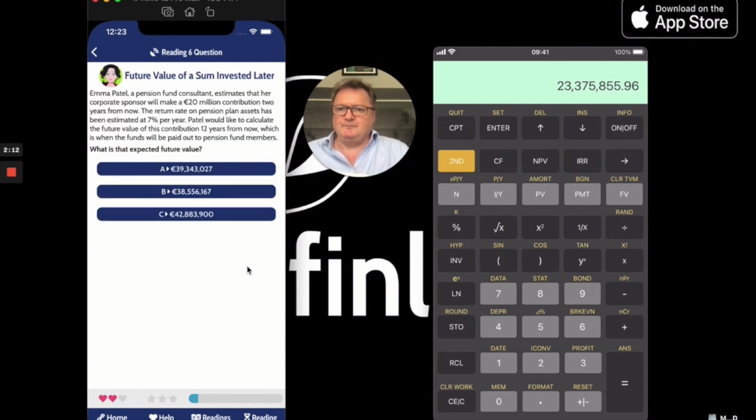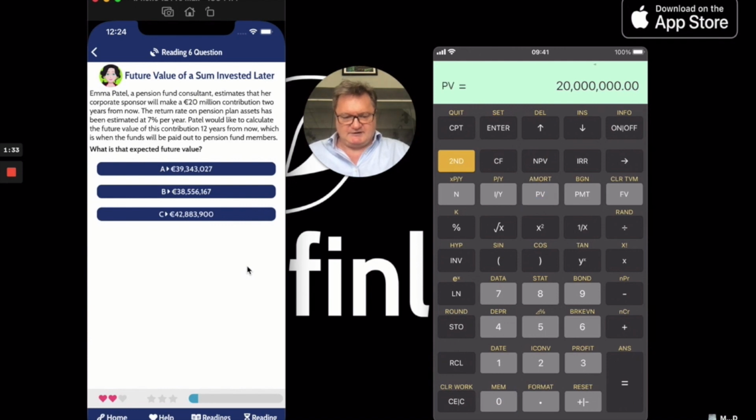Emma Patel, 20 million is going in 2 years from now. So we're going to wait 2 years, then invest 20 million. That's going to get 7%, and we're going to take the money out in 12 years' time. Now I know it's 10 years, but let's just do it properly anyway. It's 12 years we're getting the money out. We're putting the money in at 2, so the N is 10. I don't need to store this in memory. I just need to do second clear work, and then N. The interest rate is 7, and it's in there straight away. Then we put 20 million in, so it's easy.